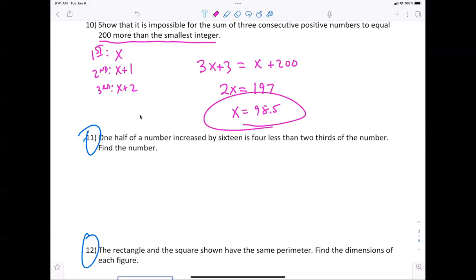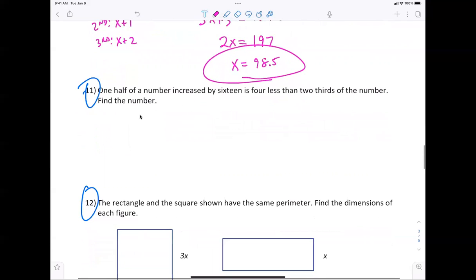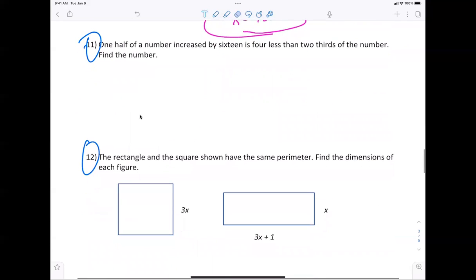Okay. Now, number 11. All right, read it or translate it for me. 1/2 x plus 16 equals 2/3 x minus 4.